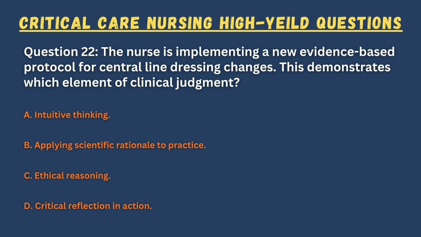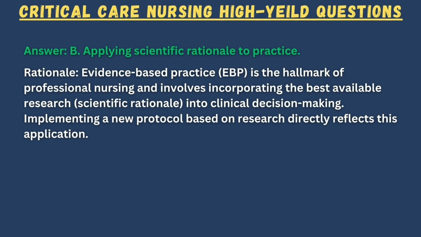Question 22. The nurse is implementing a new evidence-based protocol for central line dressing changes. This demonstrates which element of clinical judgment? A. Intuitive thinking. B. Applying scientific rationale to practice. C. Ethical reasoning. D. Critical reflection and action. Answer. B. Applying scientific rationale to practice. Rationale. Evidence-based practice, EBP, is the hallmark of professional nursing and involves incorporating the best available research, scientific rationale, into clinical decision-making. Implementing a new protocol based on research directly reflects this application.